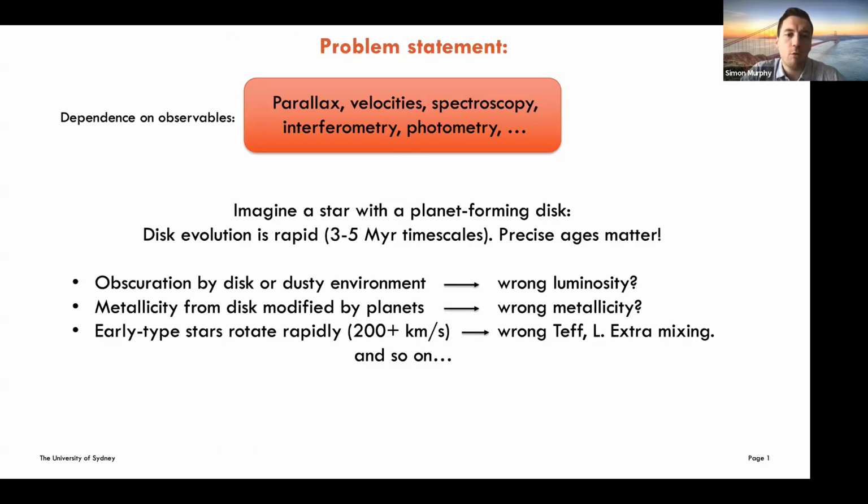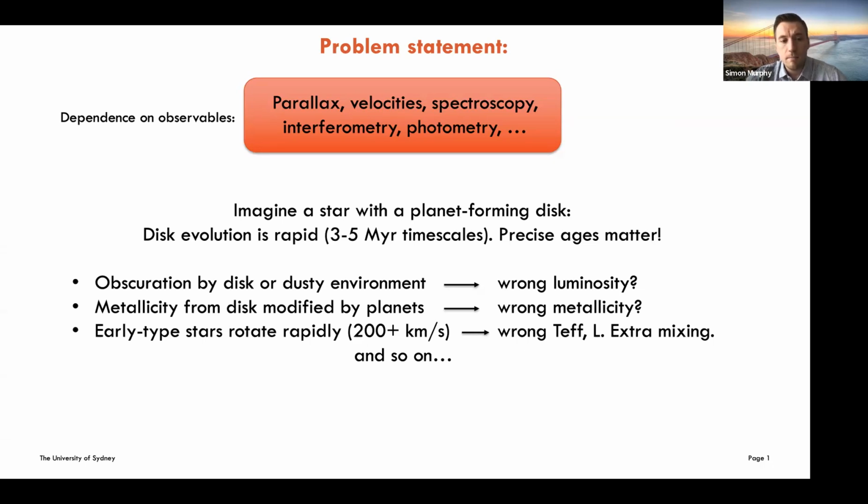So imagine you've got a star with a planet-forming disk. Disk evolution is rapid. It occurs on timescales of 3 to 5 megayears, and so precise ages really matter. If you want to pin down what's happening in the evolution of a planet-forming disk, you really need a precise age. But if you've got some obscuration by that disk, or the star's just generally in a dusty environment because it's in a young cluster or a young association, you might end up with the wrong luminosity because you're going to have a high uncertainty on your extinction.